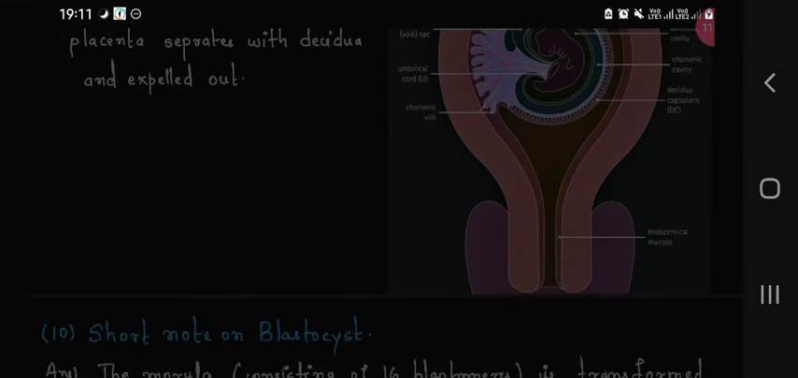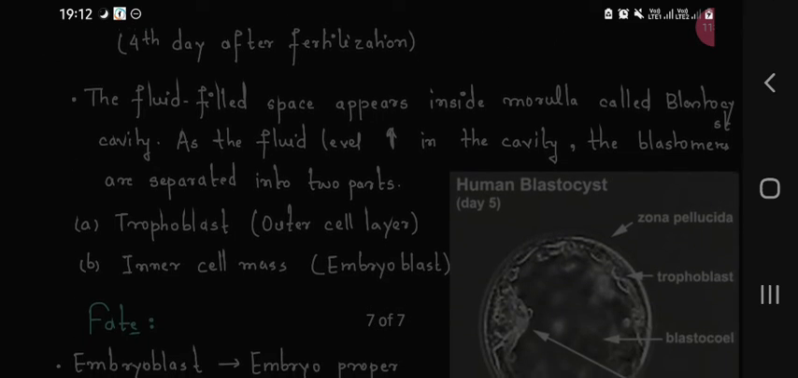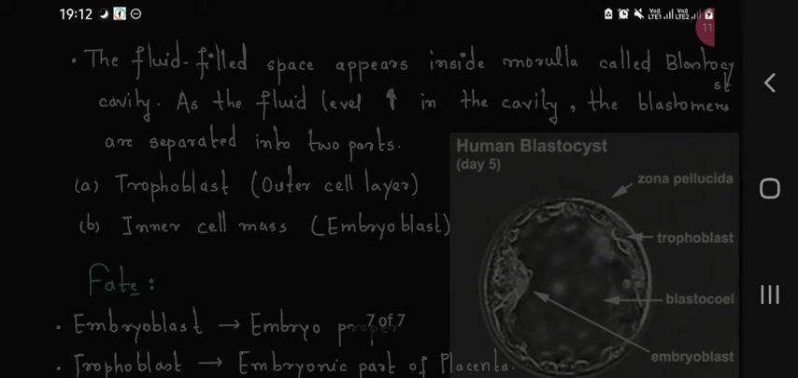Endocervical mucosa. Short note on blastocyst. The morula, consisting of 16 blastomeres, is transformed into blastocyst shortly after it enters into uterine cavity 4 days after fertilization. A fluid-filled space appears inside morula called blastocele cavity. As the fluid level increases in the cavity, the blastomeres are separated into two parts: trophoblast, outer cell layer, and inner cell mass, embryoblast. Human blastocyst, 5 days.